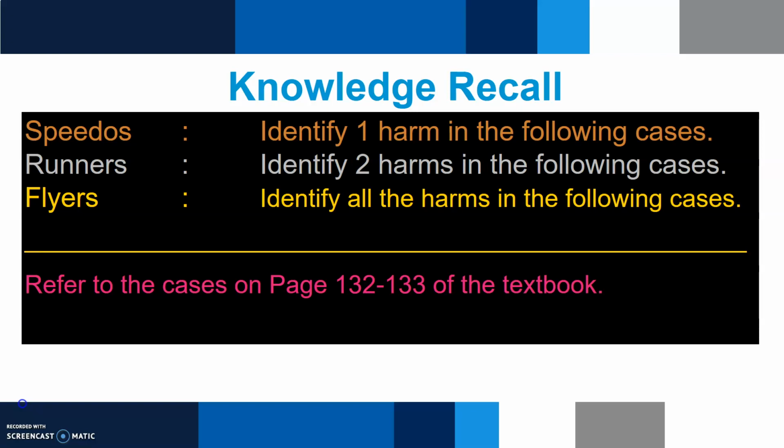This is the lesson overview for Week 4, Period 1. Let's begin with a knowledge recall. So, speedos, identify one harm in the following cases. Runners, identify two harms in the following cases. And flyers, identify all the harms in the following cases. Please refer to the cases on pages 132 to 133 of the textbook.